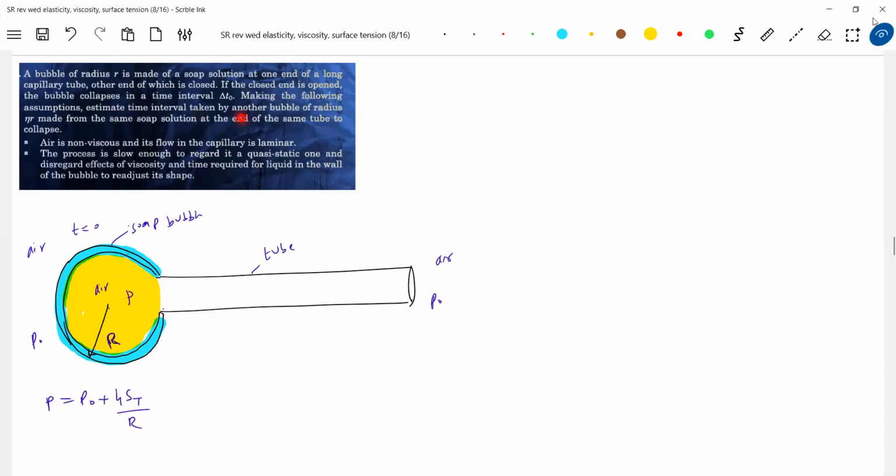Estimate the time interval taken by another bubble of radius... If the closed end is open, the bubble collapses in a time interval delta T naught. So how much time will the bubble take to collapse? Delta T naught means the air will escape. As it escapes, the bubble will take shape like this, and finally it will collapse. So, one more small diagram.